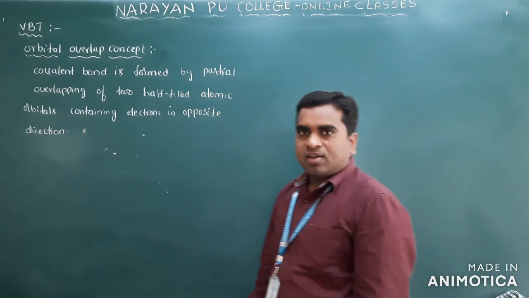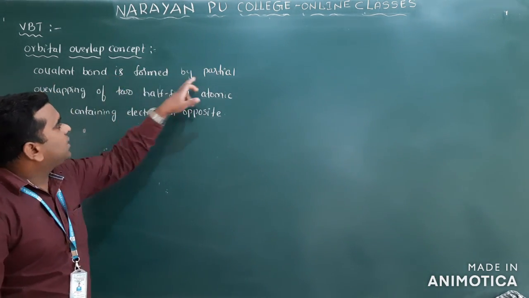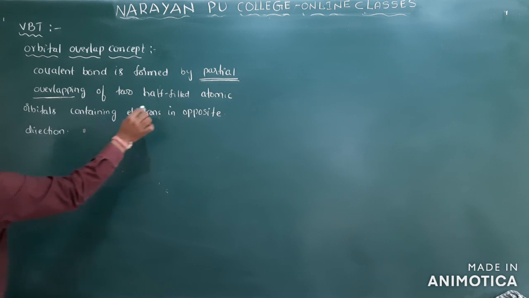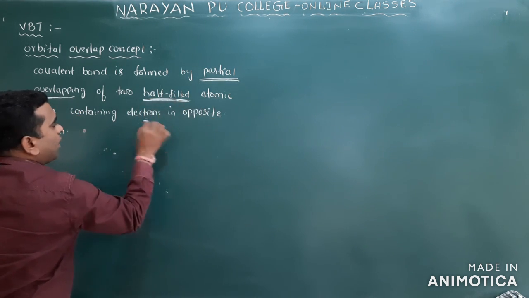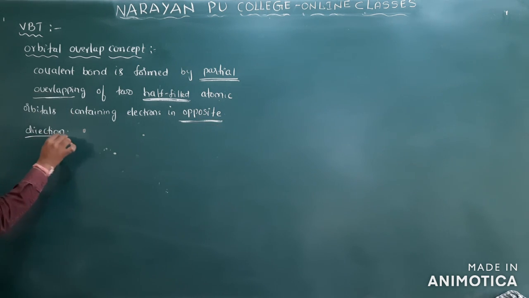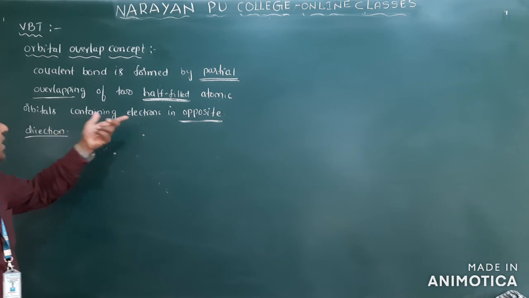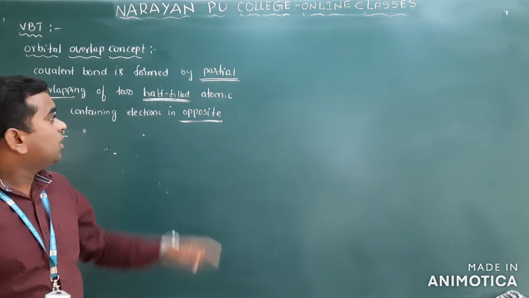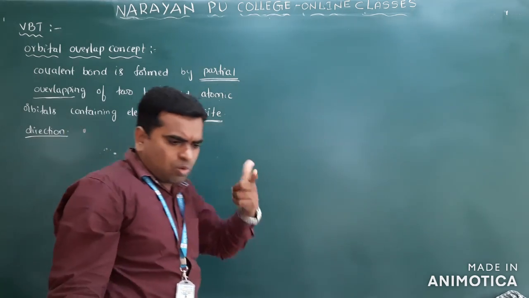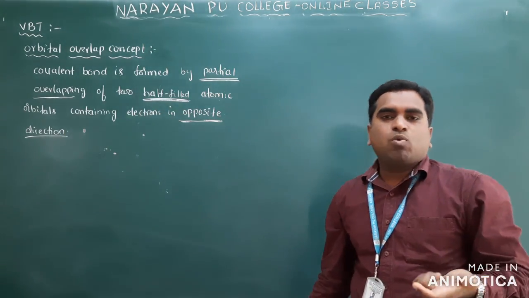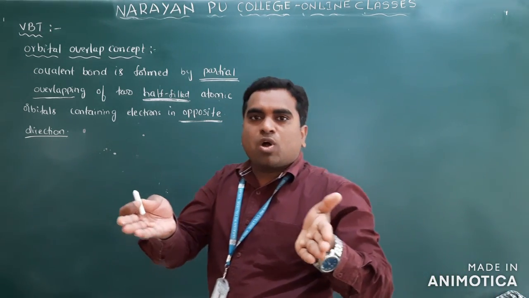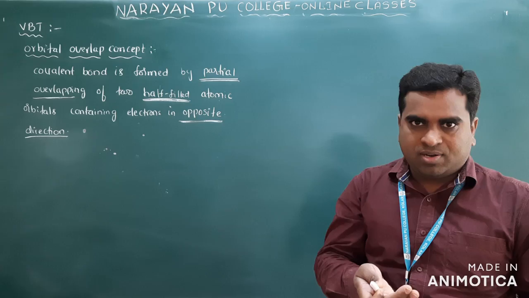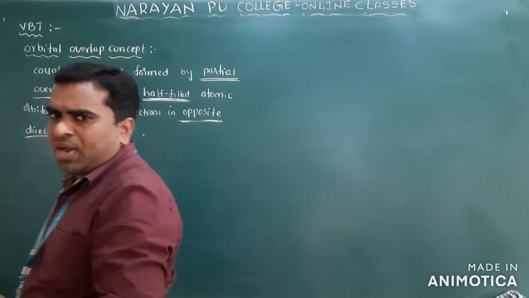So the covalent bond is formed by the partial overlapping, important, of two half-filled atomic orbitals containing electrons with opposite direction. It means the direction of the electrons should be opposite. So what is this partial overlapping? Partial overlapping means a part of the electron cloud of two half-filled atomic orbitals becomes common. Now I will take one example.